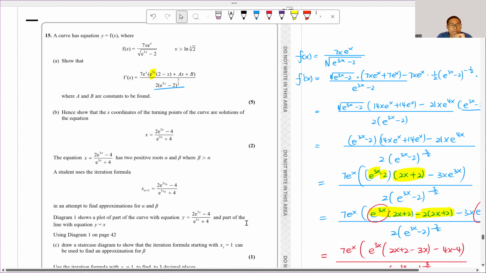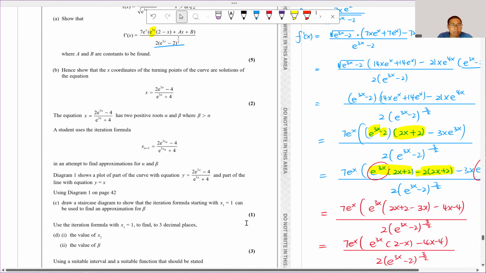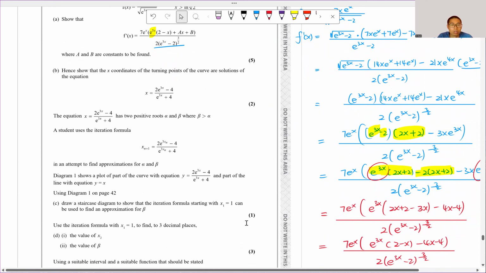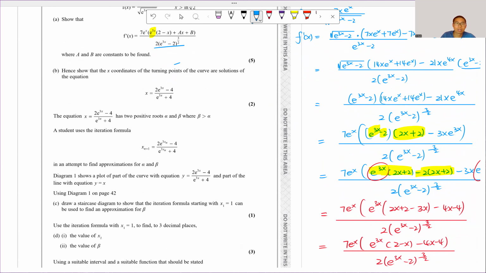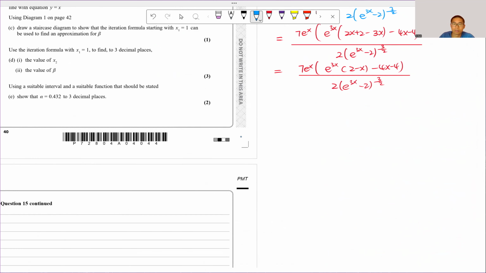The question shows that the x coordinates of the turning points of the curve are the solutions of the equation x equals 2(e^(3x) minus 4) over (e^(3x) plus 4). Okay, so if it's a turning point, we have to let the derivative equal 0. That's what we need to do here. So let the derivative equal 0.